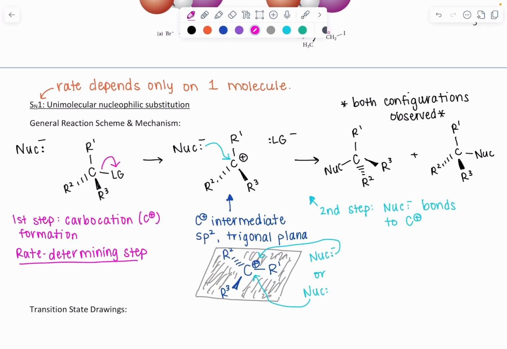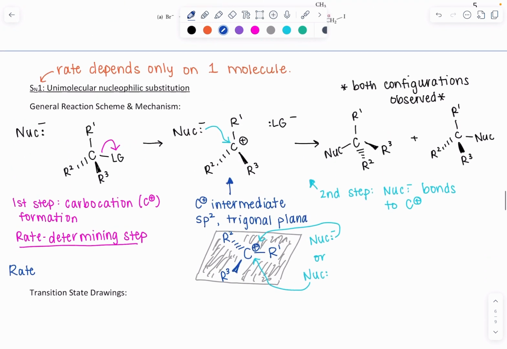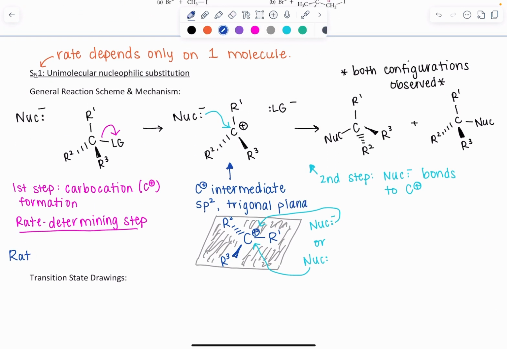So the rate of an SN1 reaction, I don't remember if I had space here. I don't. Okay. So the rate is equal to k, that rate constant, times the concentration of the electrophile. The rate only depends on the electrophile. That's why we call it SN1. So that's a difference between SN2 and SN1.